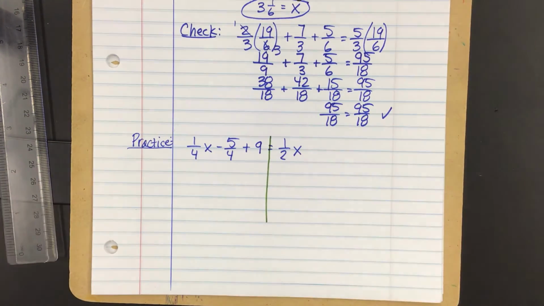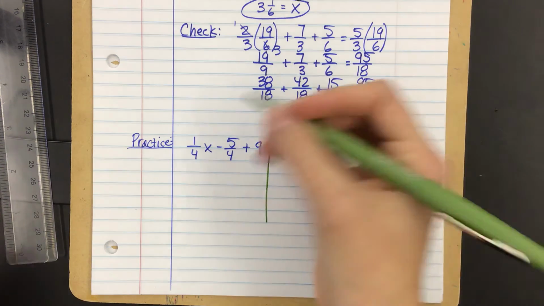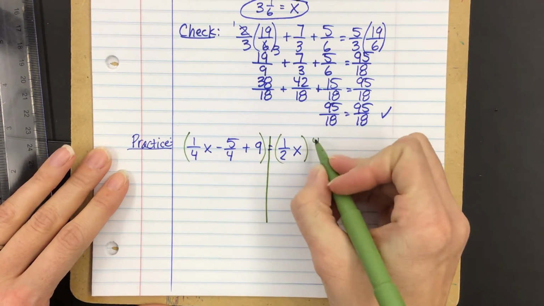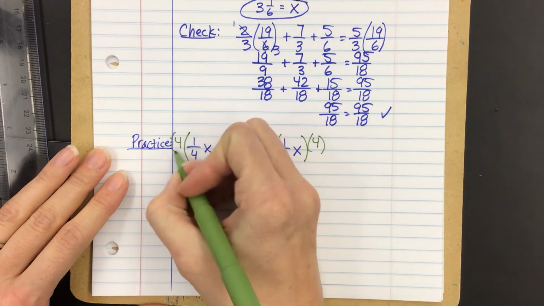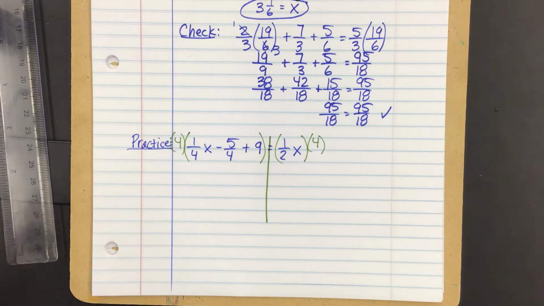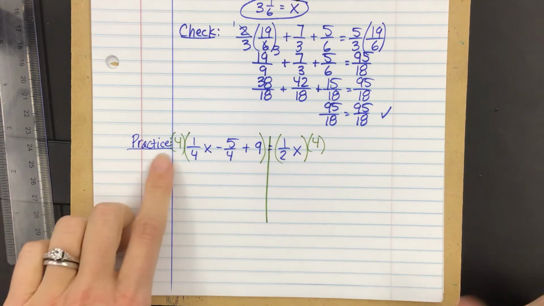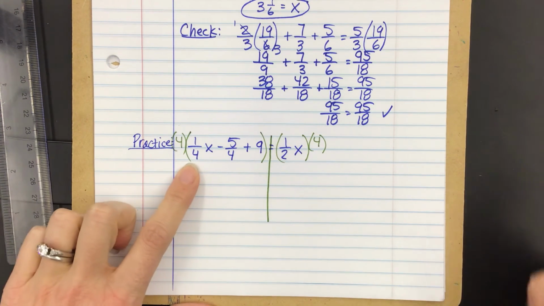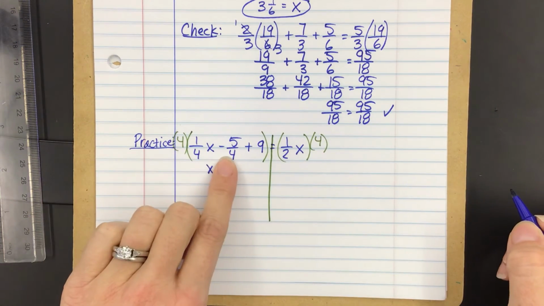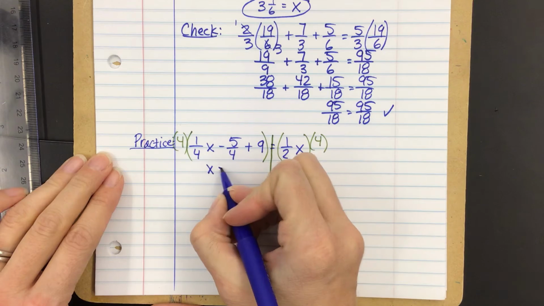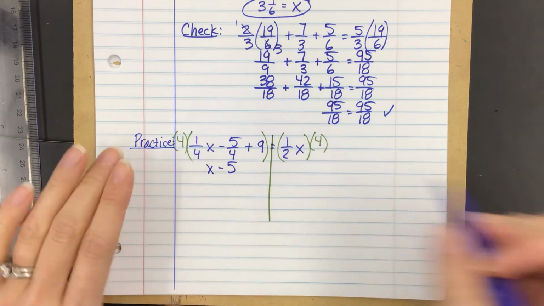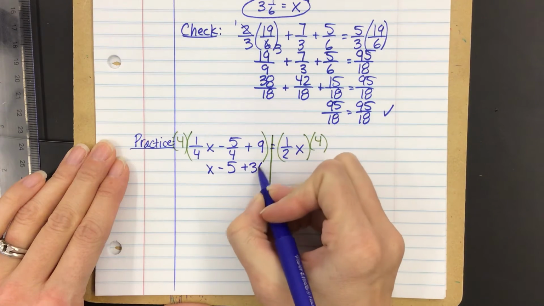So we decided the least common denominator was 4. So we want to multiply both sides by 4. Okay, and then you're going to go through and you're going to distribute that 4 to everything. Okay, so 4 times 1/4 is 1, so I'm just left with x here. 4 times 5/4 is going to be 5, so this is -5. And then 4 times 9 is 36.